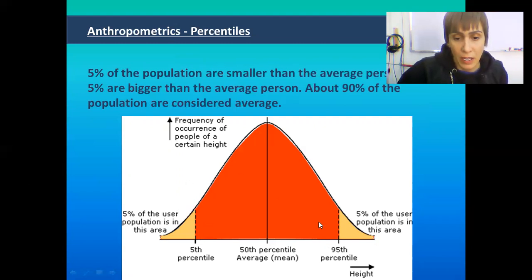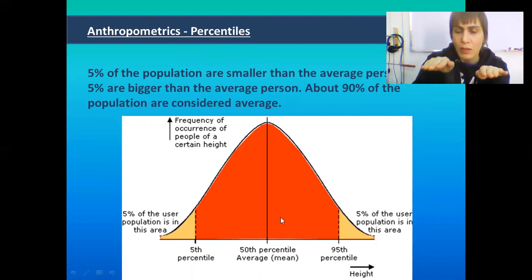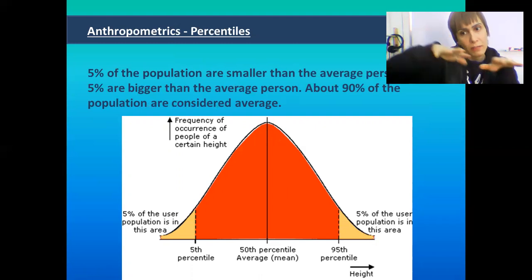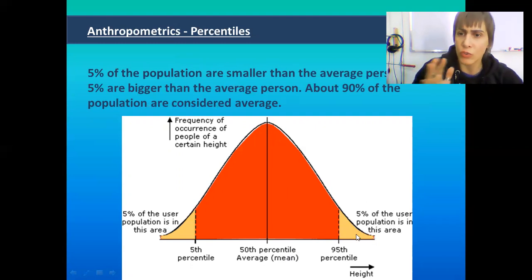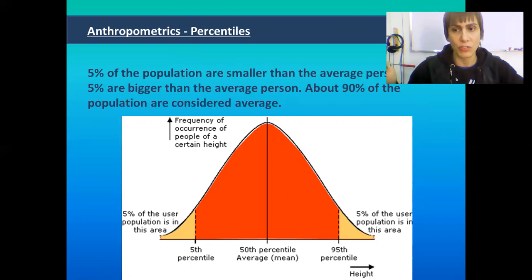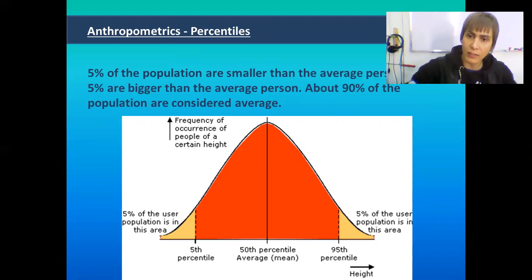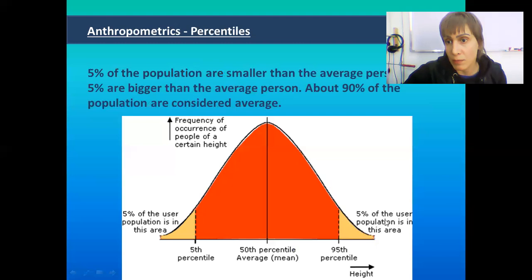Now, all of this here in the middle is the average population, okay? It's the medium, not too small, not too big. It's in between, the average population, which takes the 50th percentile. Now, another 5% of the population is considered to be out of range, extremely big. Like the extremely small, we have extremely big people from a certain category.